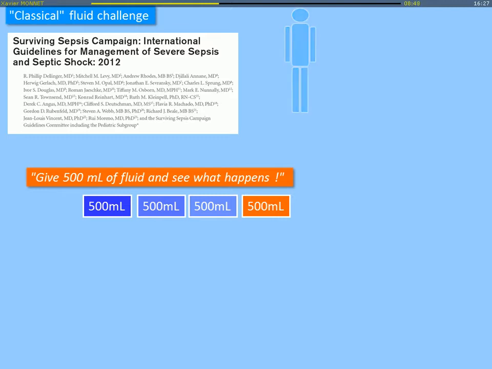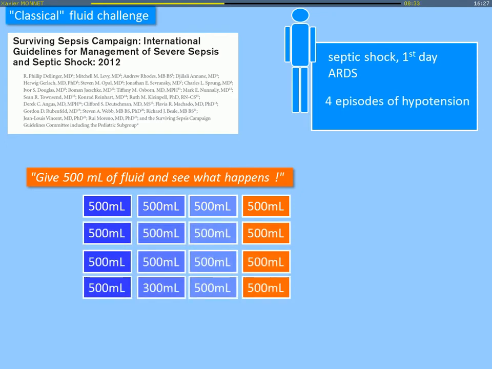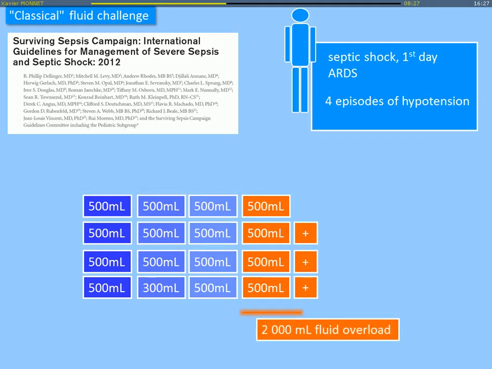If you think about a patient with septic shock and ARDS during the first day, you will agree with me that there will be perhaps 4 episodes of hypotension. And so it means that at the end of the day, this patient will have received perhaps more than 2,000 milliliters of saline, while it did not increase cardiac output at all.